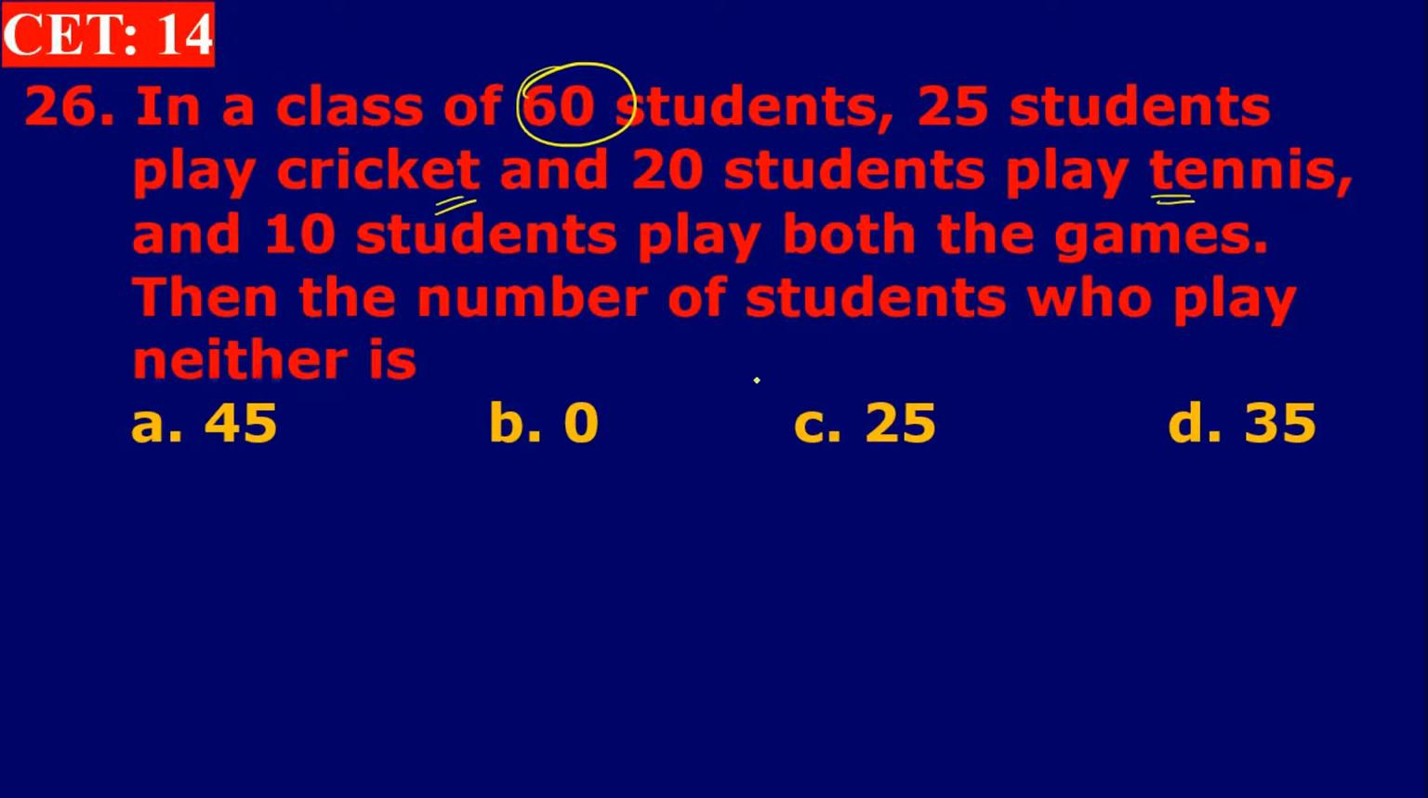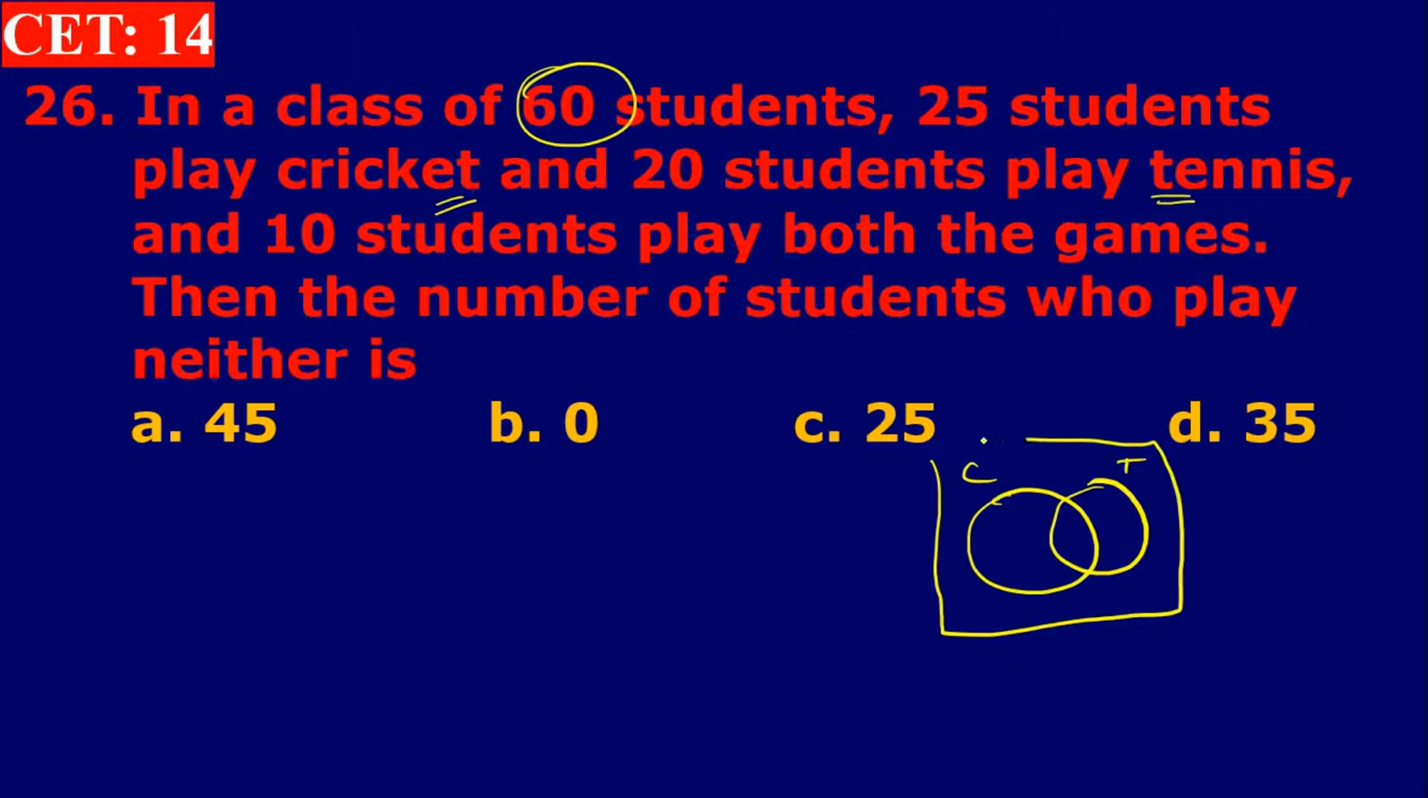So here we can use the formula or we can use Venn diagrams. Actually, the Venn diagram is easy. So you consider two sets, one for cricket and one for tennis. Now the total number of students is 60, that is, the universal set is 60.